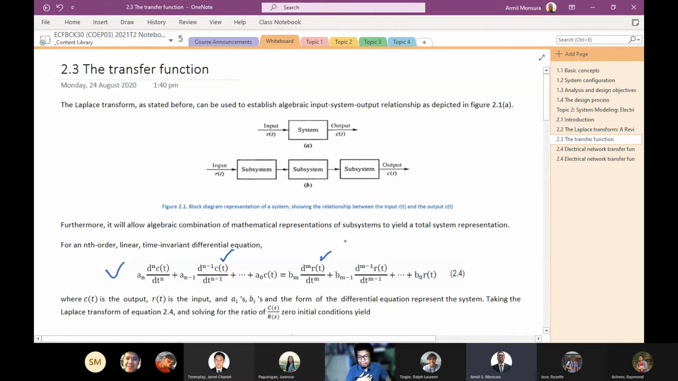Okay, class, sandali lang kukuha ako ng water. Baka bigyan nyo lang ako ng mga 3 to 5 minutes. Okay, sandali lang.